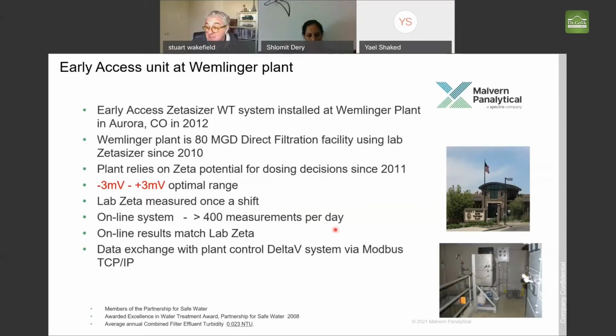The results match with the online systems very well. And the good thing is all this data is now exchanged with their PLC system and control systems via protocols like Modbus or TCP, SCADA, or whatever. And it is the plant control room that is making the decisions for chemical dosing based on the Zeta potential parameter from the real changes that they are seeing.